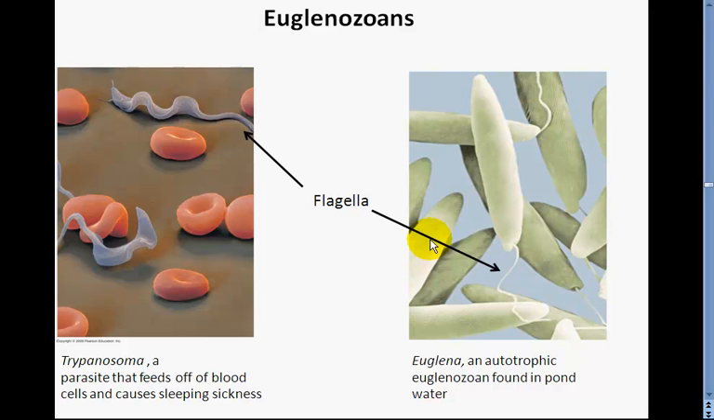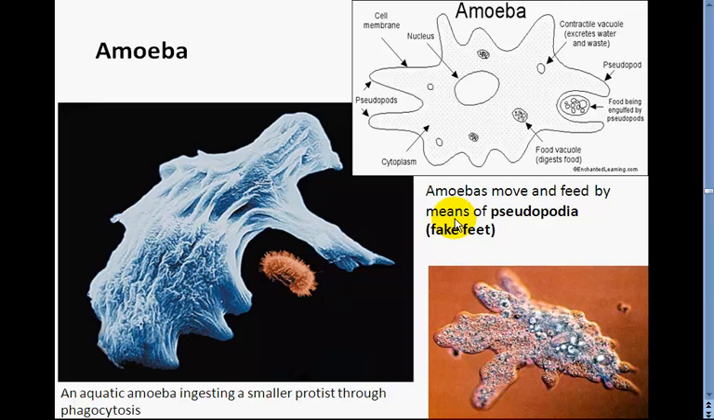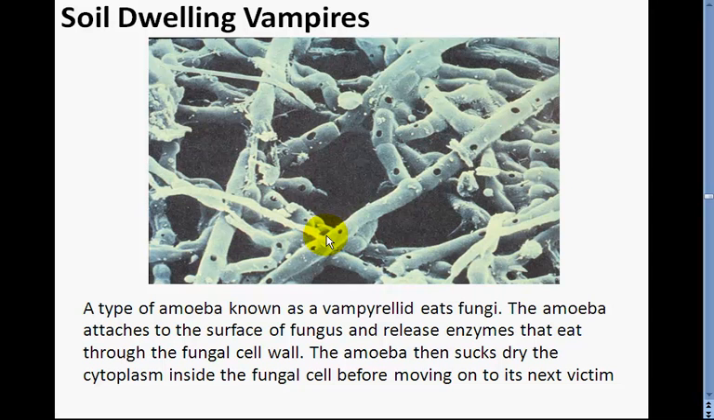So very quickly, here are some examples of protists. This one is a parasite that causes sleeping sickness. This one you observed in lab. Amoebas have fake feet called pseudopods, and here you can see an amoeba in the process of phagocytosis. So this is a heterotrophic protist. Here's a specific type of amoeba that acts kind of like a vampire. It actually sucks out the cytoplasm from inside fungi.